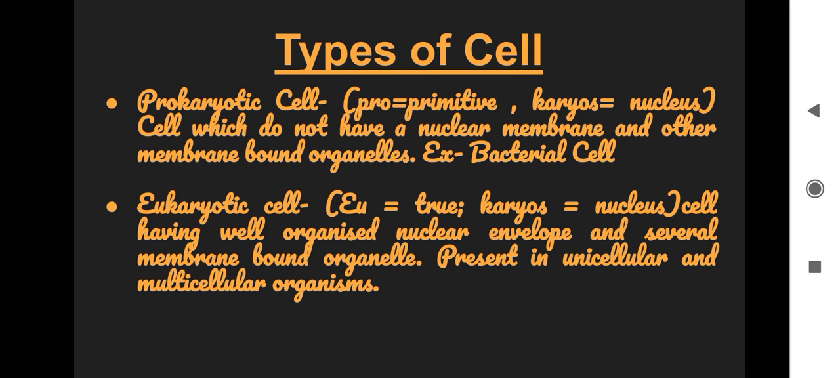Types of cells: there are basically two types of cells, prokaryotic cells and eukaryotic cells. Pro means primitive and karyon means nucleus. Cells which do not have a nuclear membrane and other membrane-bound organelles are prokaryotic cells. An example is the bacterial cell. In eukaryotic cells, eu means true and karyon means nucleus. These are cells having a well-organized nuclear envelope and several membrane-bound organelles, present in unicellular and multicellular organisms. Examples are the plant cell and animal cell.